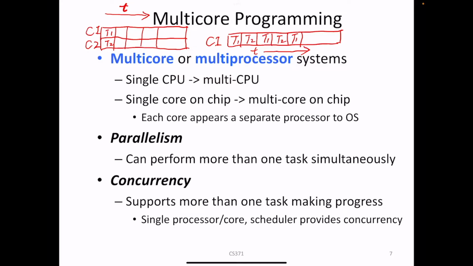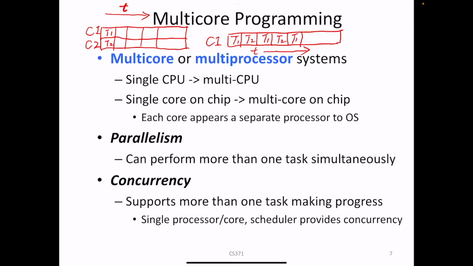Then let's see an example of concurrency. We only have one core, C1. Two tasks, T1 and T2, alternately run in this core. Besides these two tasks, if another task wants to be executed in this core, it can be added without any problems.